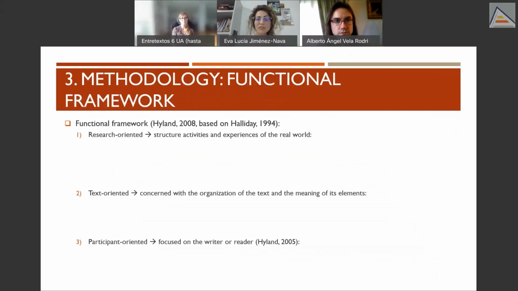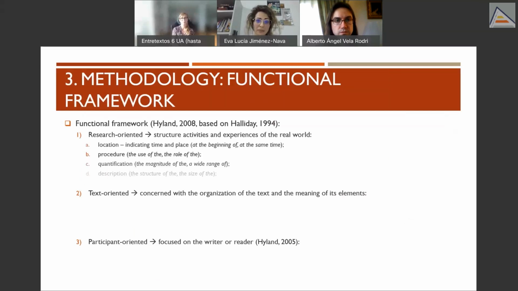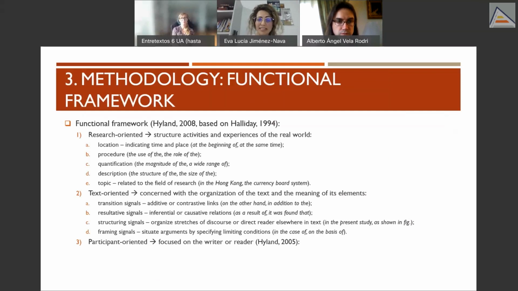Research-oriented, text-oriented, and participant-oriented, depending on whether they focus on the activities and experiences of the world, on the organization of the text, or on the writer or reader. Each of them is subdivided into different subgroups. Research-oriented ngrams might refer to location, procedure, quantification, or description of the topic of the corpus, which in my case could be medicine, veterinary, genetics, and biology. Text-oriented ones could refer to different functions related to the text, such as transition signals, resultative signals, structuring signals, and framing signals, or they could be related to the reader or writer.